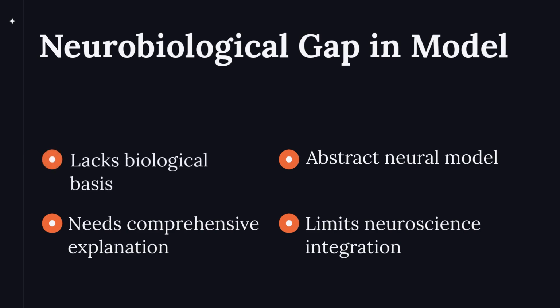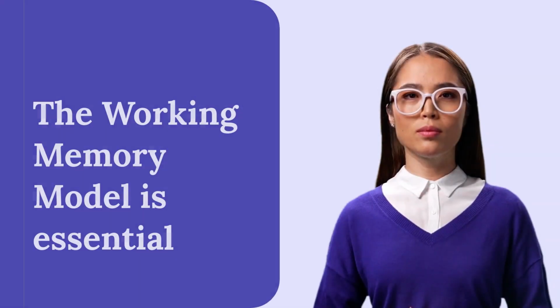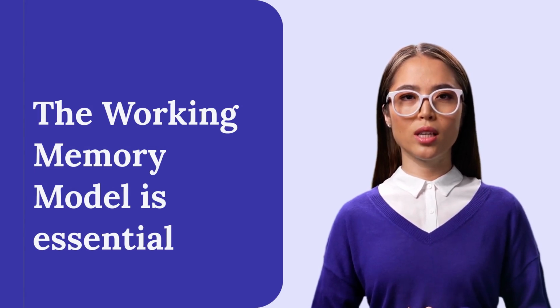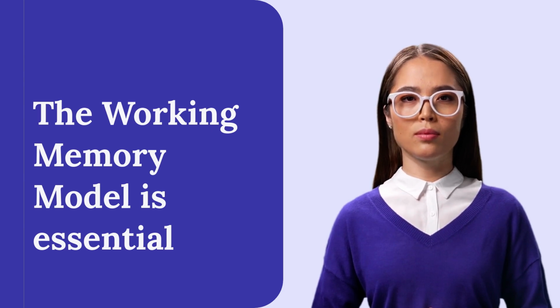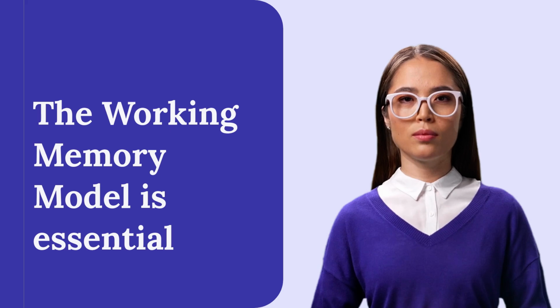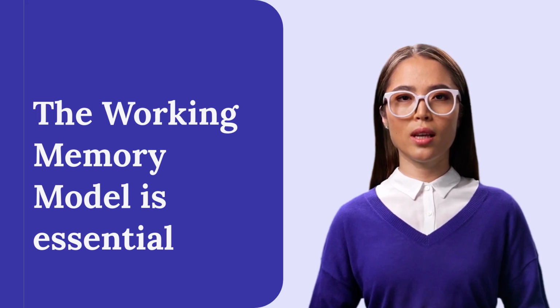In conclusion, the working memory model has significantly advanced our understanding of cognition. Its strengths include strong empirical support and practical real-world applicability. However, it faces challenges in fully explaining certain components and their interactions. Ongoing research continues to refine and expand its framework. This model remains a vital and influential tool in cognitive psychology.